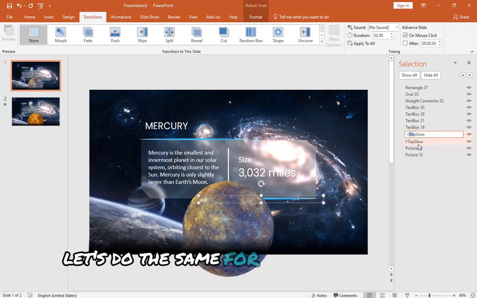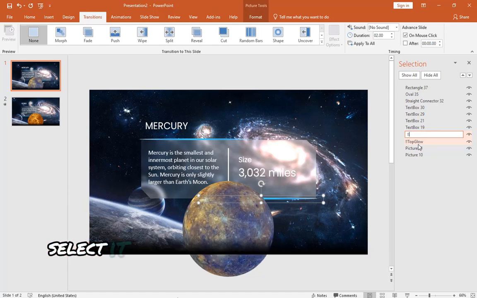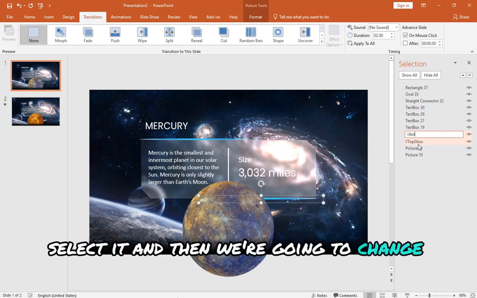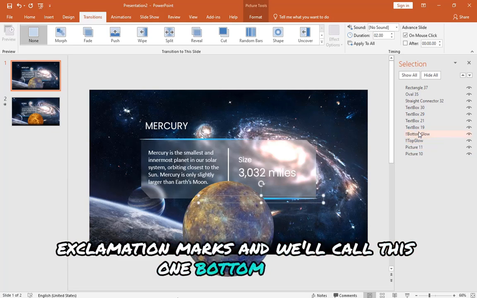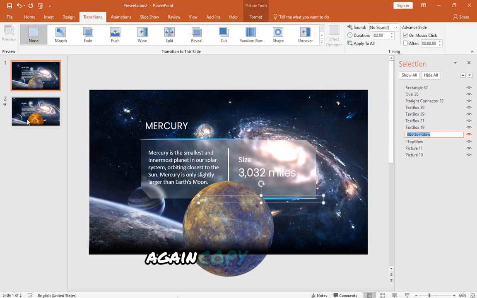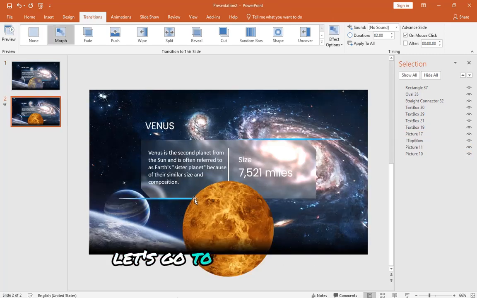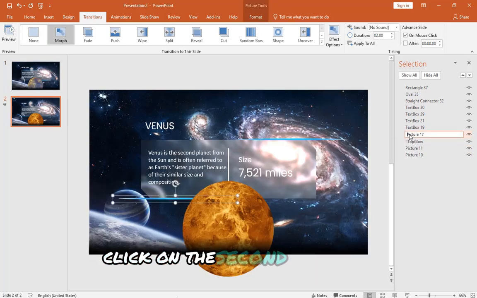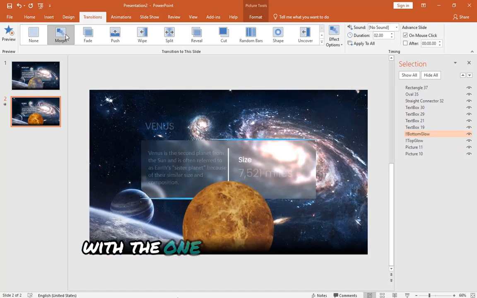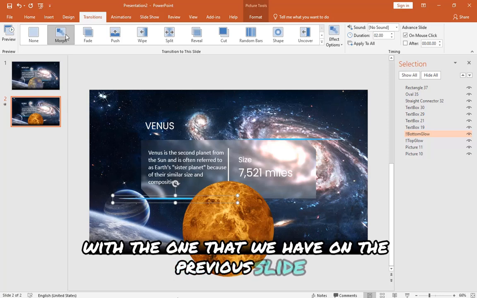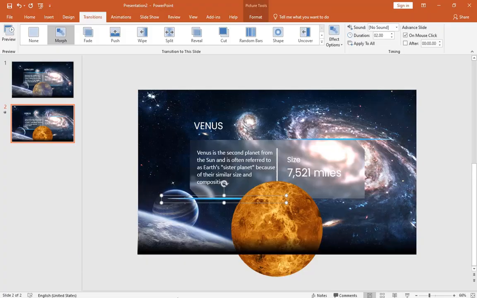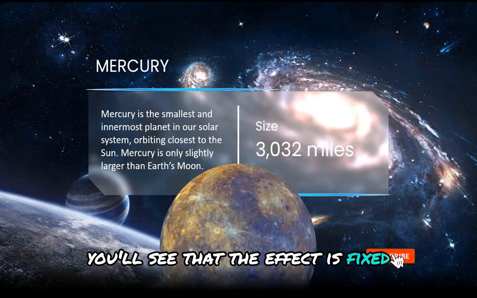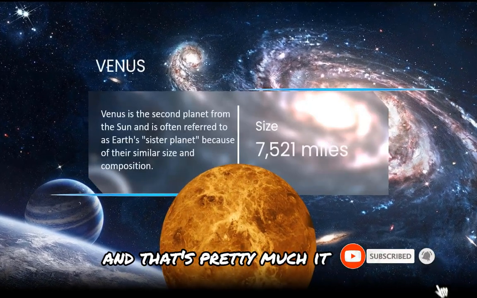Let's do the same for the second glow. Select it, and then we're going to change the name to exclamation marks, and we'll call this one Bottom Glow. Again, copy the name. Let's go to the second slide, click on the second glow, and let's replace the name right here with the one that we have on the previous slide. Now, if we have a look at the transition, you'll see that the effect is fixed. And that's pretty much it, guys.